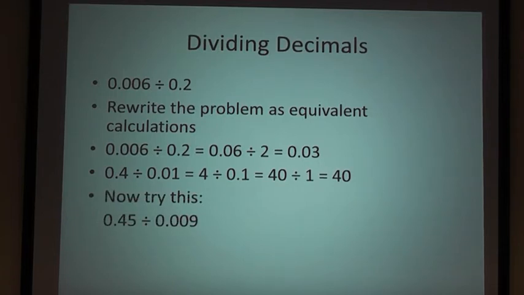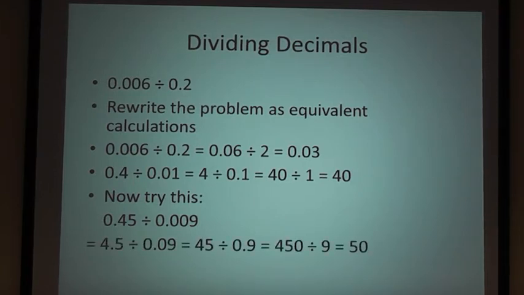So have a try at 0.45 divided by 0.009. It should have come to 4.5 divided by 0.09. Again, you move that one more place to the right. Takes you to 45 divided by 0.9, which is 450 divided by 9, which is 50.